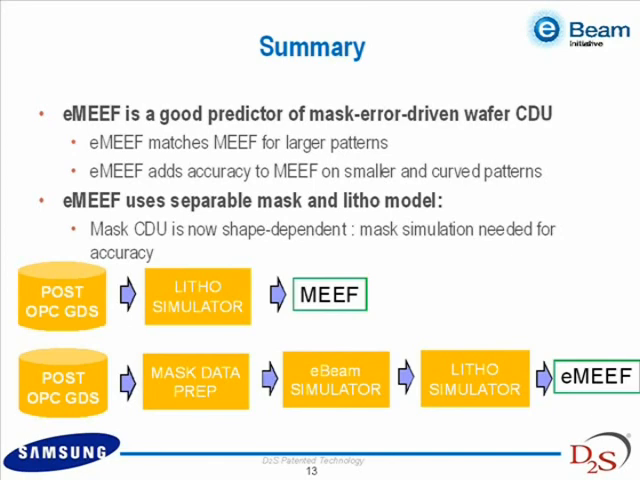If in case of MEEF all we had to do is to use geometrical bias, and then litho-simulate it and see what the difference ratio between changes in mask and changes in wafer is, then with eMEEF you have to do a little bit more work, but for that you get a much richer, much more accurate picture. With eMEEF you have to perform mask data preparation, basically obtain the shots needed to print a given mask, then perform eBeam simulation for those shots, and then perform litho simulation, and only then study the difference between the mask image and the wafer image. But for that richness you get a much more accurate mask error function predictor.